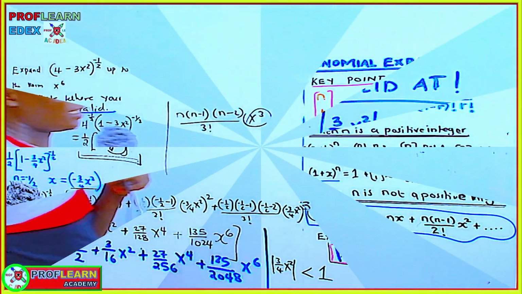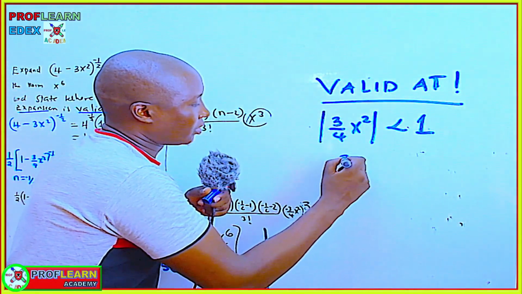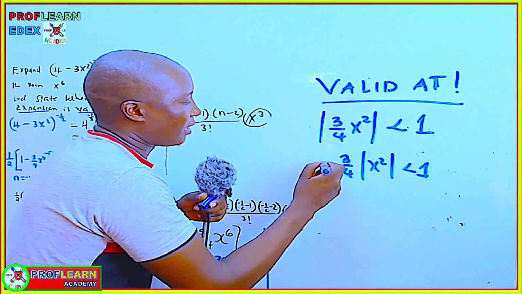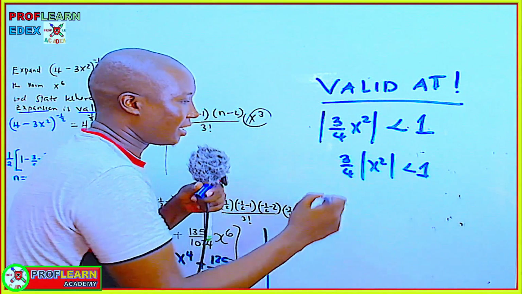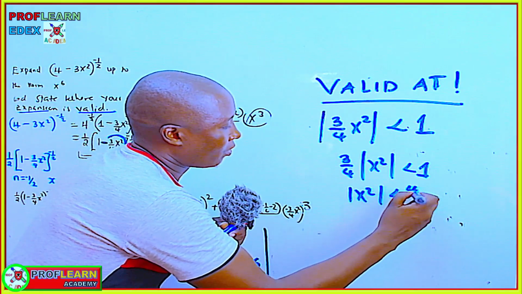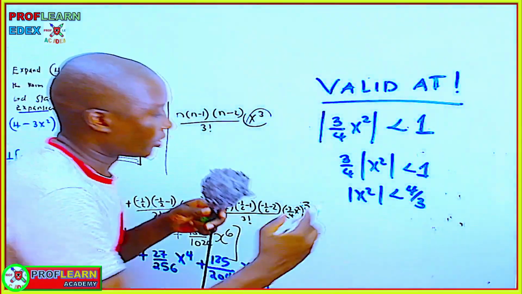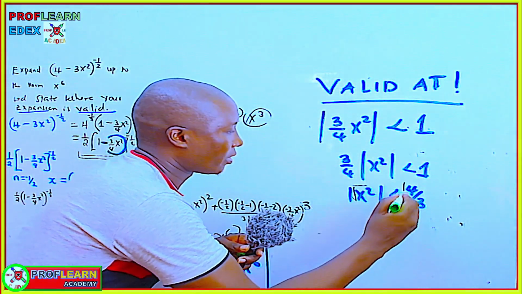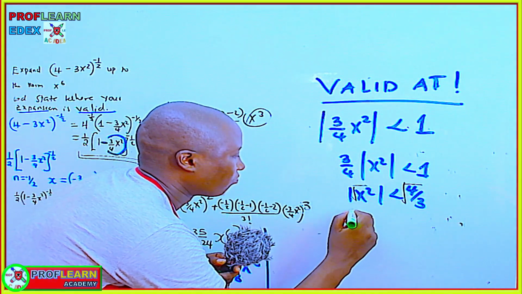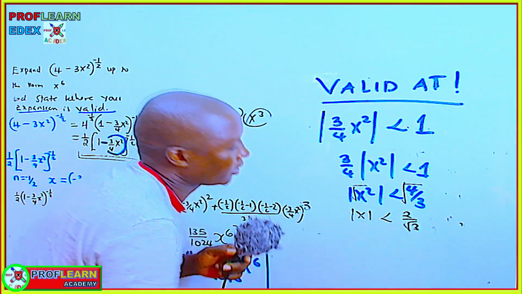Now to simplify, we can take the constant out: 3 over 4x squared less than 1, and then multiply by 4 both sides, and again divide by 3 both sides. So we are going to have x squared less than 4 over 3. Now you see, we cannot leave it this way, because we can find the square root of this and the square root of that. Then we shall have modulus of x less than 2 over root 3.